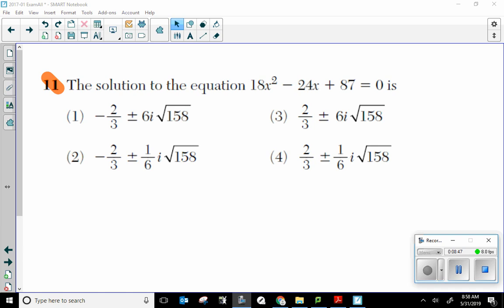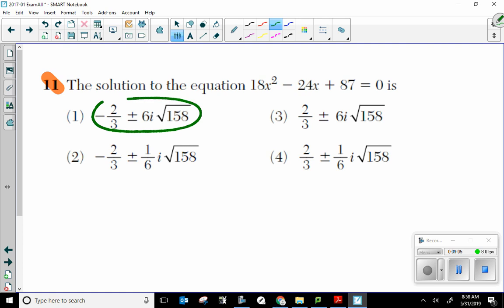Number 11, the solution to the equation 18x squared minus 24x plus 87 equals 0 is. Can I use my calculator? Yes. I can take this whole thing. Remember, we have i in the calculator, above the decimal point in blue. I can take that and make it equal to x. So I can put that whole value in for this x and this x and hit enter. If it equals 0, that's your answer. If it does not, then you take the next whole thing right here and put it in for your x and see if it equals 0.